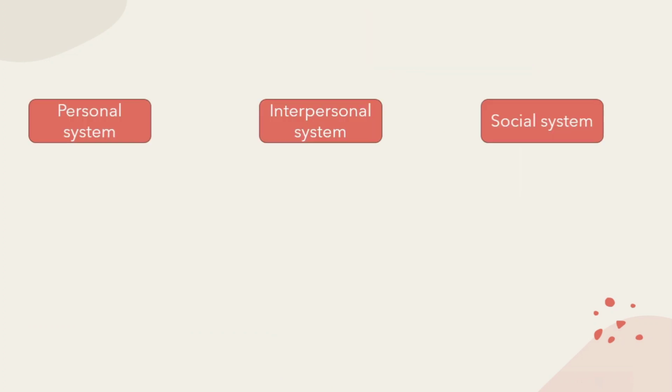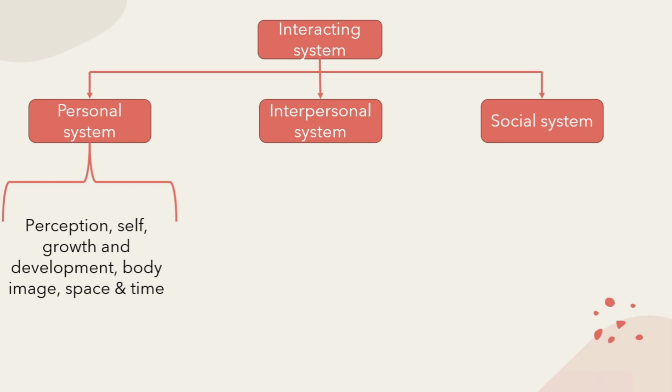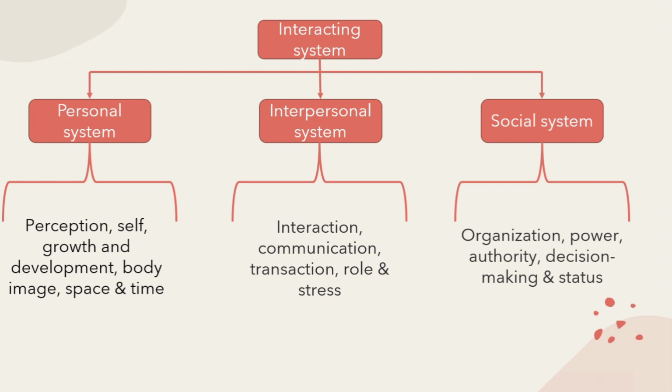Now, according to this theory, there are three kinds of interacting systems: the personal system, the interpersonal system and the social system. Each of these interacting systems has its own concepts. The personal system concepts are perception, self, growth and development, body image, space and time. The concepts for the interpersonal system are interaction, communication, transaction, role and stress. The social system concepts are organization, power, authority, decision making and status.